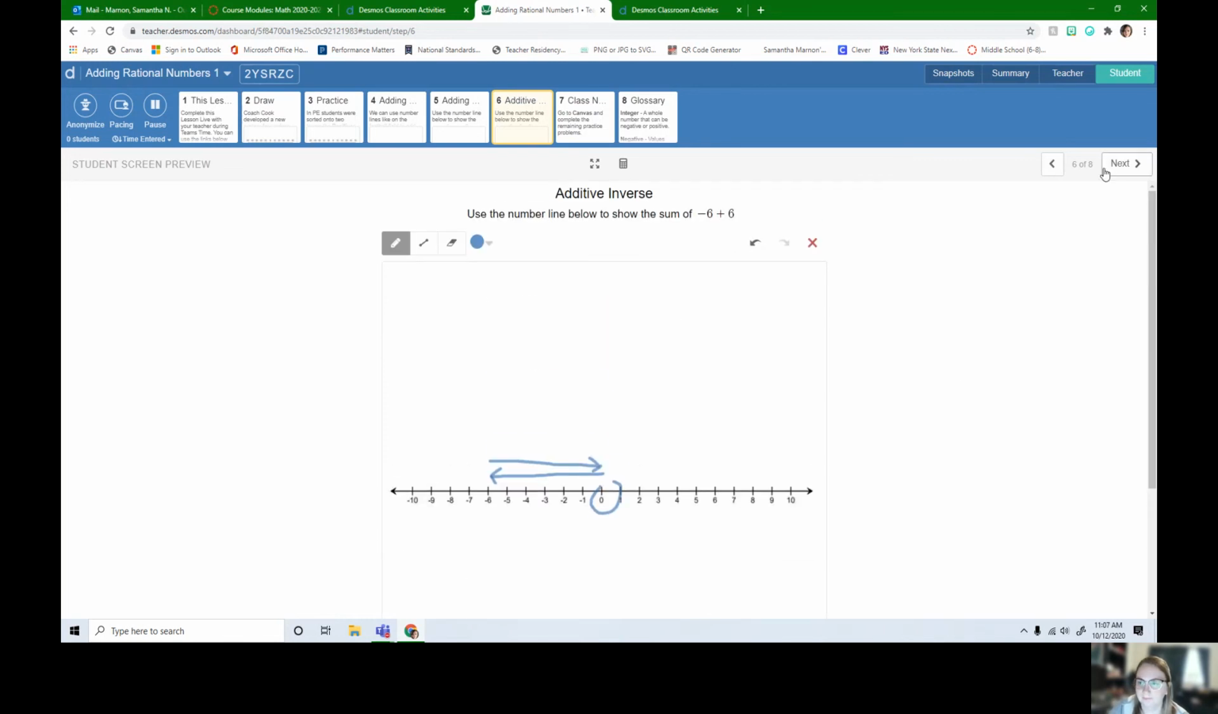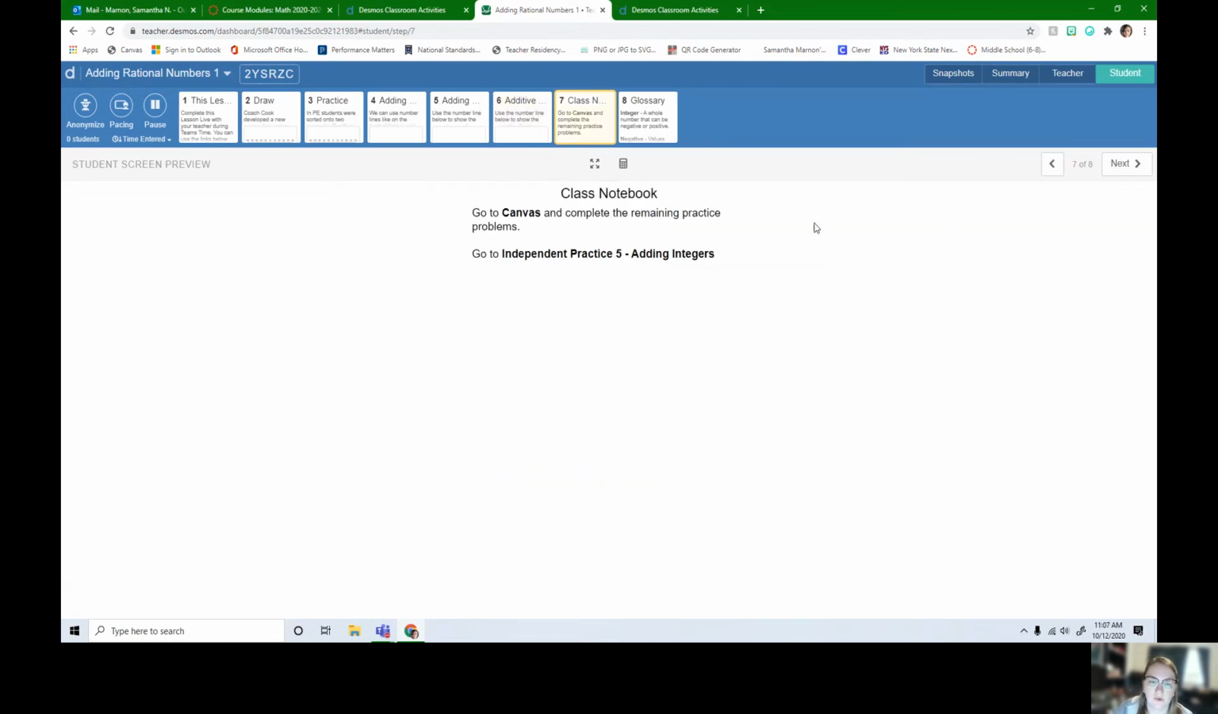Hit submit. The next 2 things are directions. We have an independent practice 5, adding integers in Canvas. And then this last slide is actually a glossary. So if you need to reference any of the vocabulary terms: integers, a whole number that can be negative or positive; negative, less than 0; positive, greater than 0; sum, the answer when you add numbers. So that's it for adding rational numbers 1.